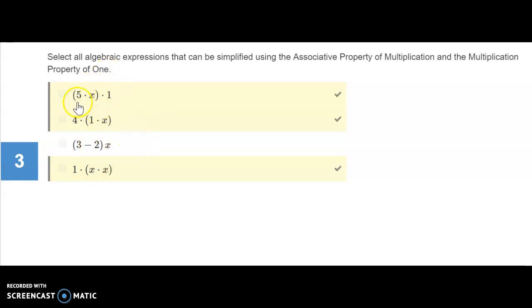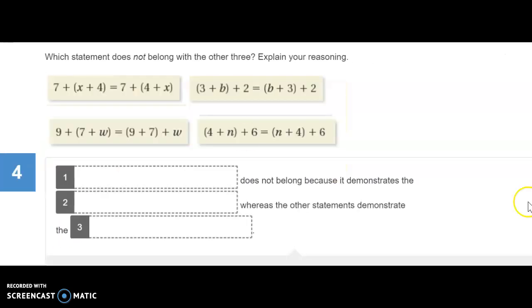Now, when I look at these answers as well, I can move this parenthesis over and make it x times 1. I can move this parenthesis over here and make it 4 times 1, or 1 times x, and they're all going to be the same. So now we're talking about the associative and the commutative. Associative just means we throw those parentheses around, and the numbers stay in exactly the same order.